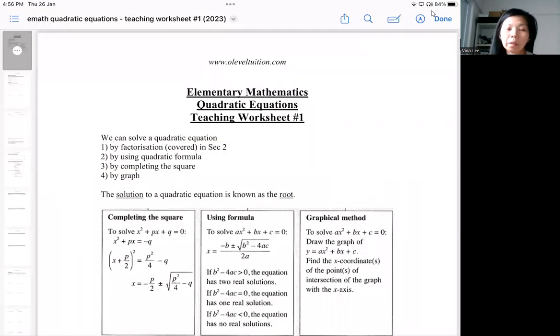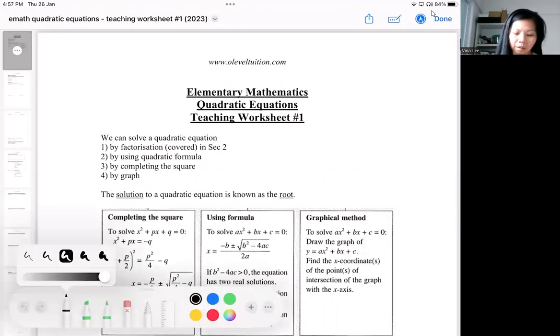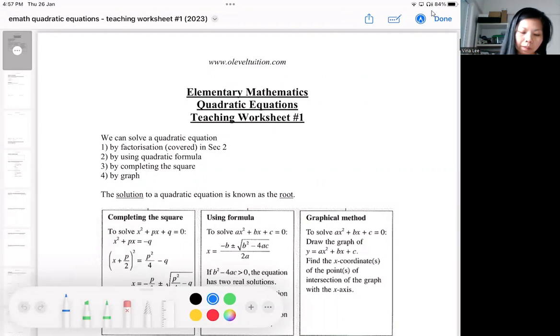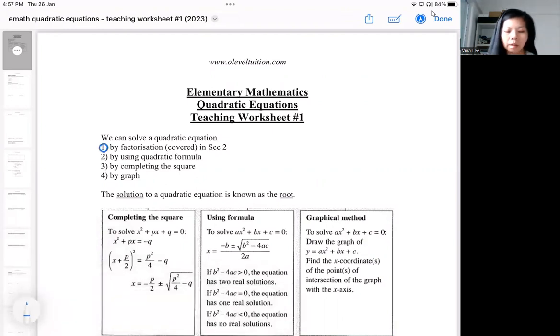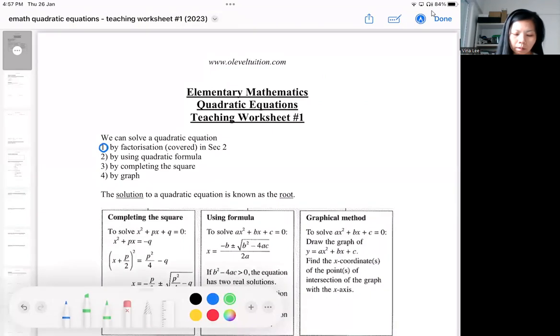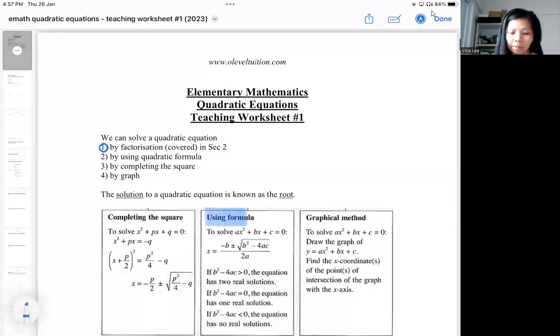Okay, so for this topic, quadratic equations, it's not a new topic to all of you. You already kind of covered it in Sec 2. But in Sec 2, you only did the factorization method. So in Sec 3, we are going to add on a quadratic formula, the complete square method, and the graphical method.